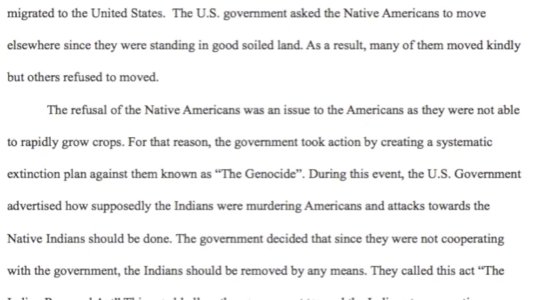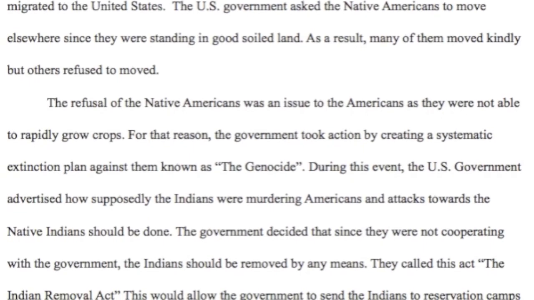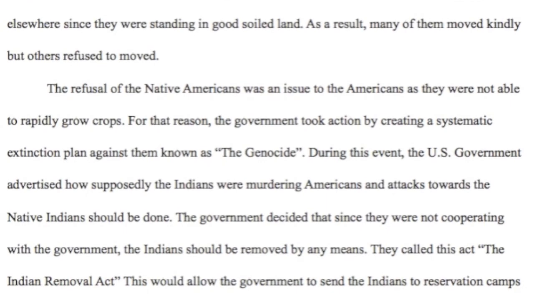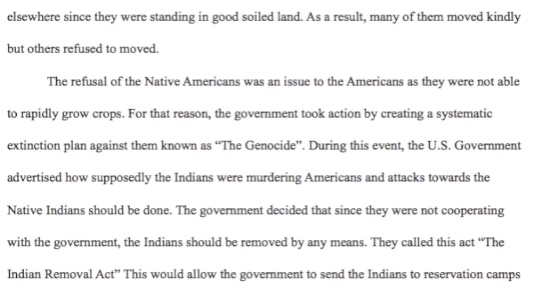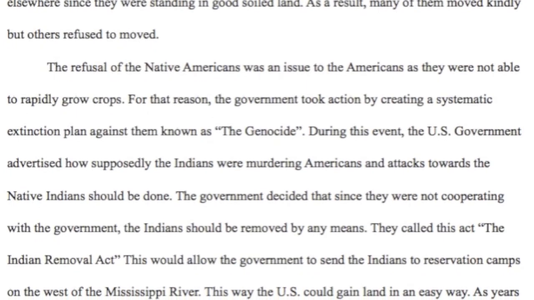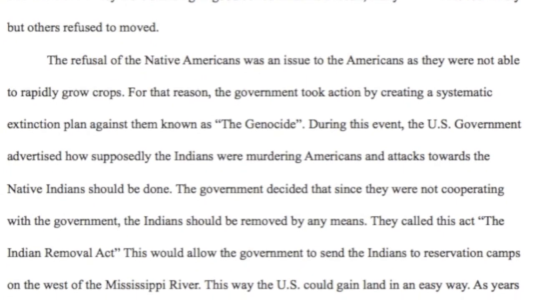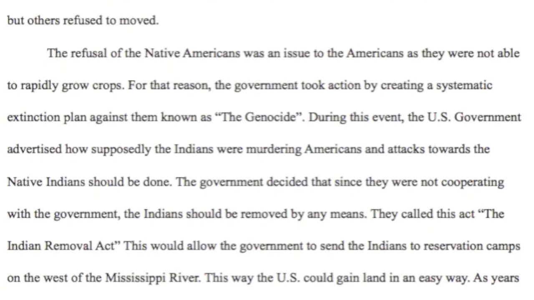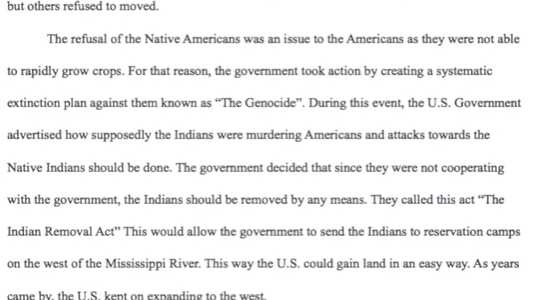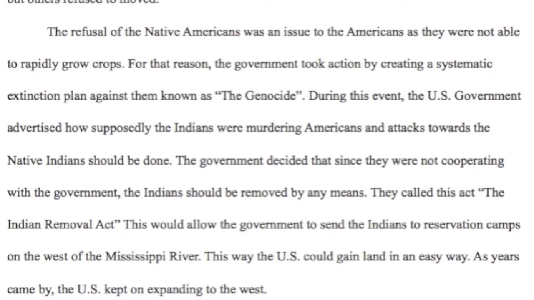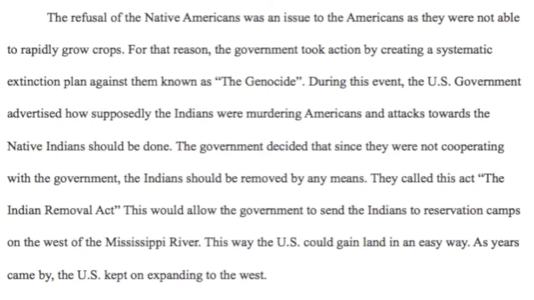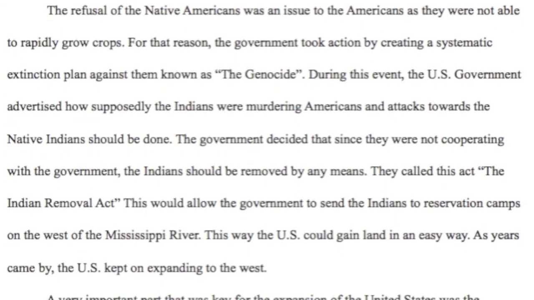During this event, the US government advertised how supposedly the Indians were murdering Americans and that attacks towards the Native Americans should be carried out. The government decided that since they were not cooperating with the government, the Indians should be removed by any means. They called this act the Indian Removal Act. This would allow the government to send the Indians to reservation camps on the west of the Mississippi River. This way, the US could gain land in an easy way.